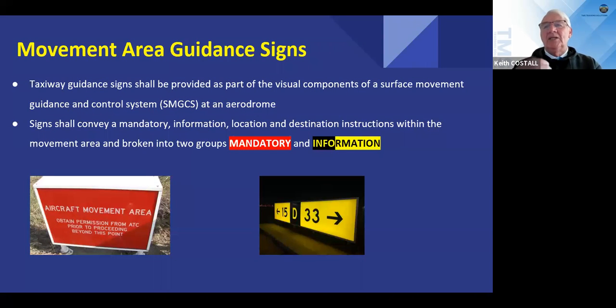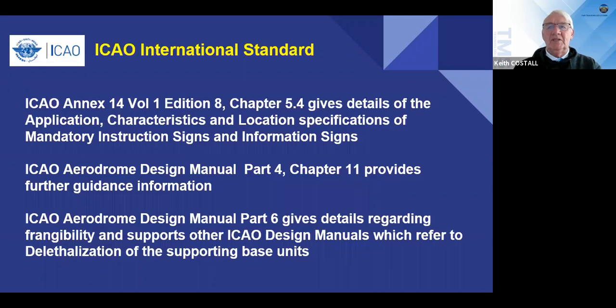Guidance signs. Guidance signs shall be provided. They shall be provided as part of the visual component, as part of surface movement guidance. And as part of surface movement guidance, it's moving that aircraft from the runway to the apron, or from the apron back to the runway holding position. That's why we split them into two groups, mandatory and information. Mandatory, red and white; information, as I said, black and yellow, or yellow and black. And we will look at those differences.